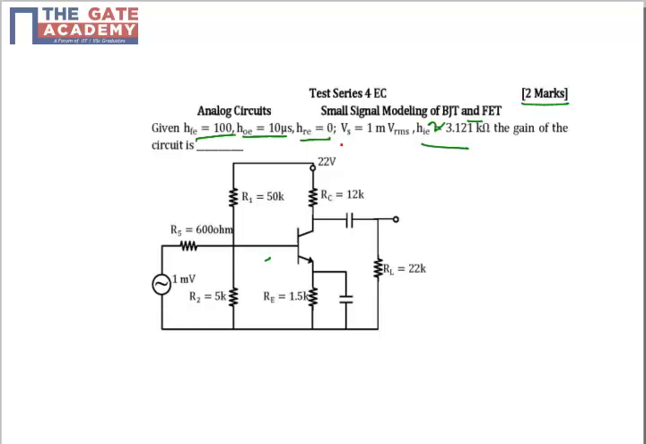The question says that if I am applying a 1 millivolt RMS voltage, then find out the gain of the circuit. Okay, so we are taking output at the collector terminal. I need to find the gain, which is defined as output upon input. So we are interested in the gain of the circuit, right?